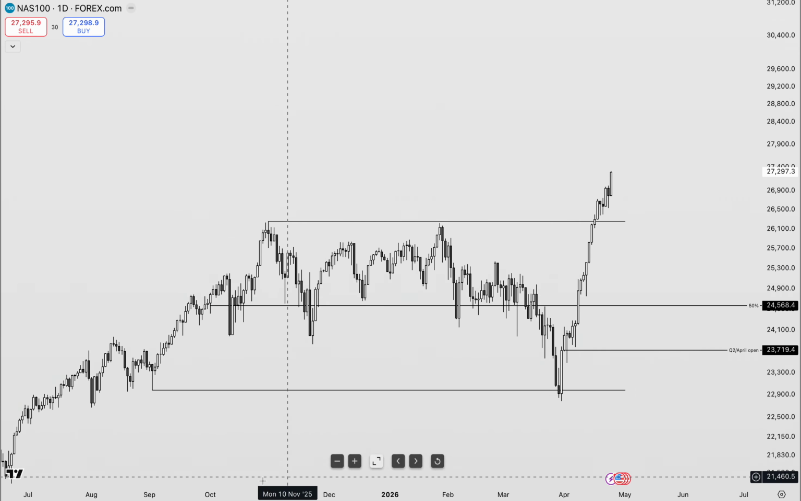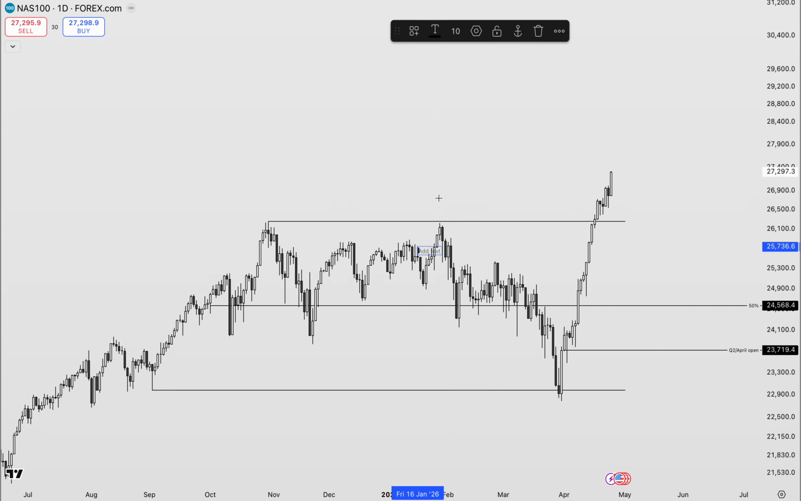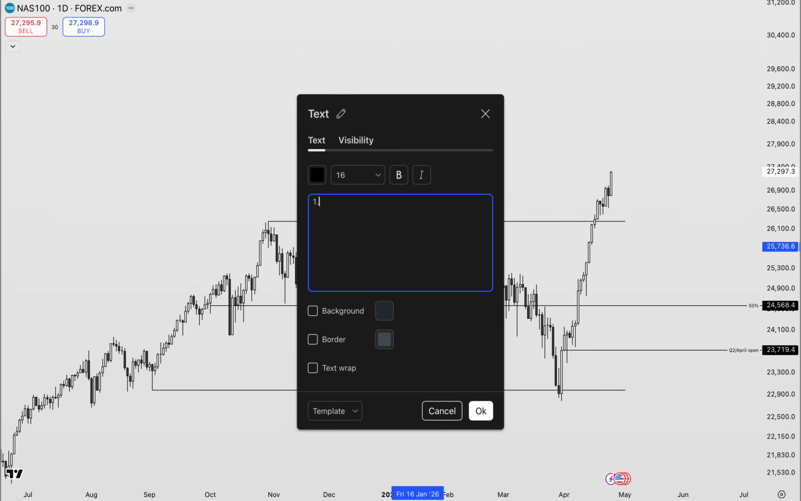I'll write them down real quick over here so you can take notes on it. Okay, preferably a high that breaks a low, or a low that breaks a high. Okay, 2.